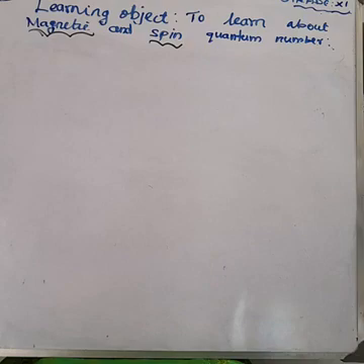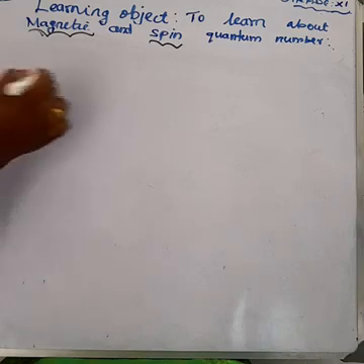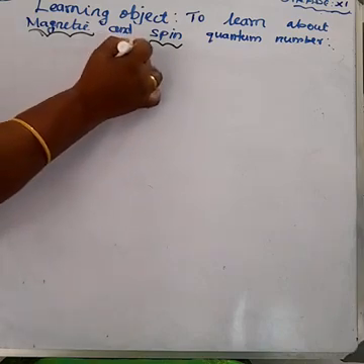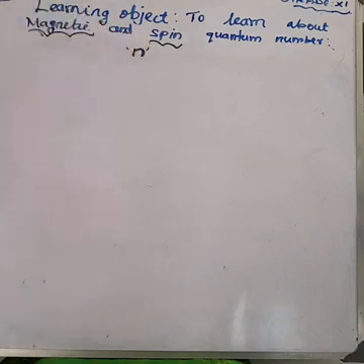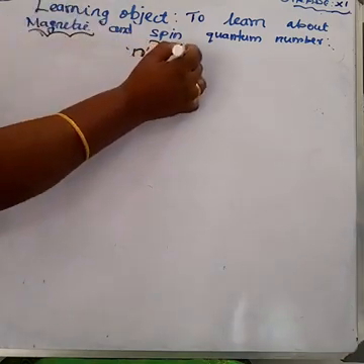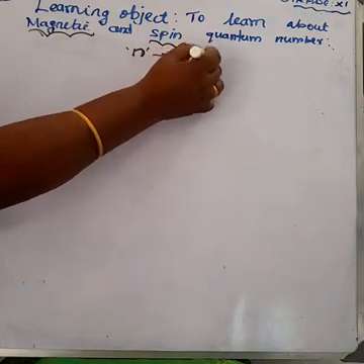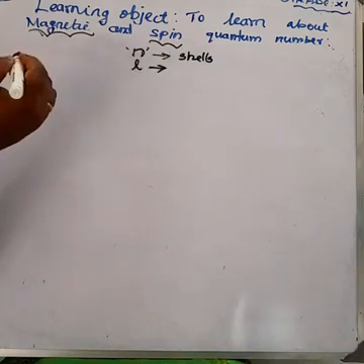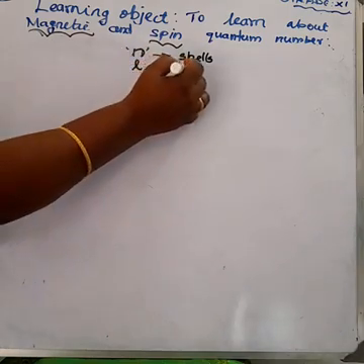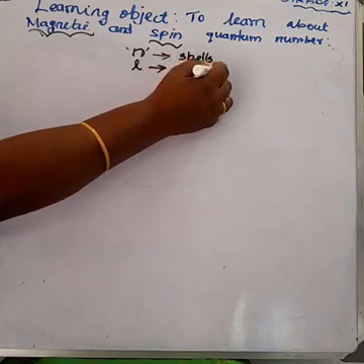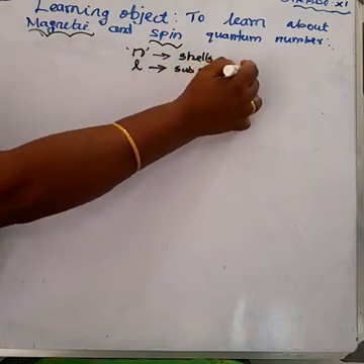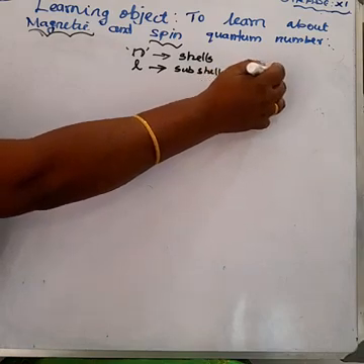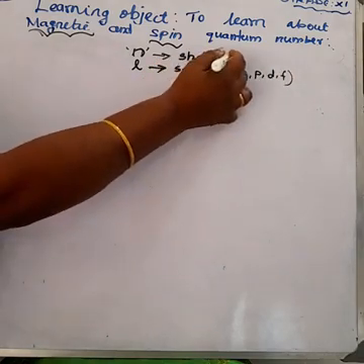Yesterday we learnt about the principal quantum number and the azimuthal quantum number. The principal quantum number n represents the shell. All of you know about that. Shells are energy levels. And the azimuthal quantum number l represents subshells. What are the subshells? s, p, d and f. What are the shells? K, L, M and N.